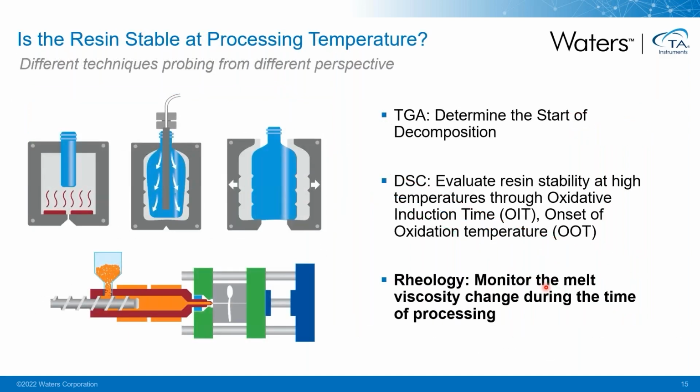Another question people always like to ask in recycled polymer processing is: is the resin stable at the processing temperature? Different analytical techniques will provide the answer from different perspectives. As Alice has discussed earlier, the TGA analysis can help to determine the start of resin decomposition temperature. The DSC technique evaluates resin's oxidative stability at processing temperatures through the OIT and OOT method. Well, using rheology here, we will be directly monitoring the changes of melt viscosity over the time of processing.